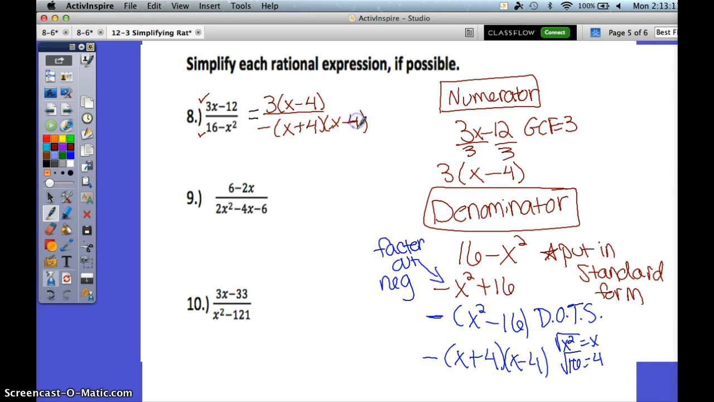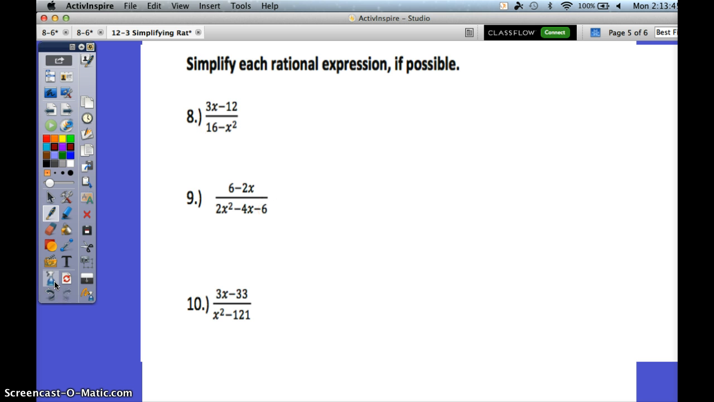And if you notice, you have x minus 4 in both the numerator and the denominator, so that whole binomial will cancel. So you're left with 3 over negative x plus 4, but your negative can just go in the numerator, so you have negative 3 over the quantity x plus 4, and that's your answer. So remember, factor your numerator, factor denominator, and cancel. I'm going to go ahead and clear this off so we can take a look at number 9.